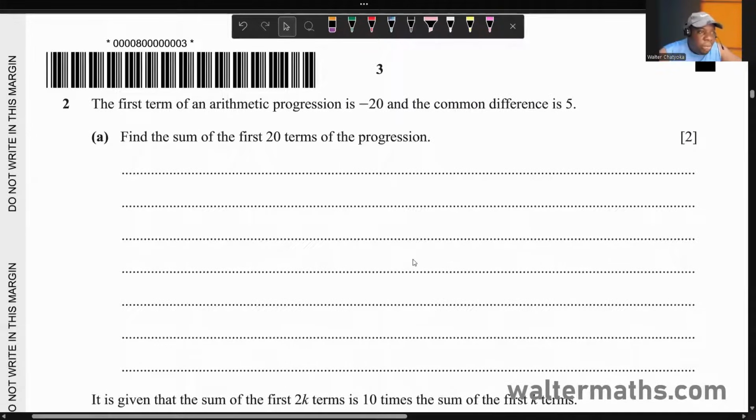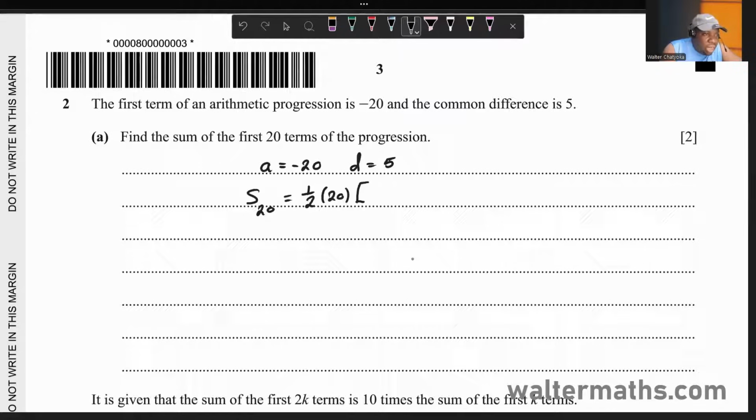The first term of an arithmetic progression is -20, and the common difference is 5. On part A, find the sum of the first 20 terms of the progression. We've been given that a is -20 and d is equal to 5, and they want the sum to 20, which we find by half n, which is half of 20, of 2a + (n - 1), which is 19, of d.